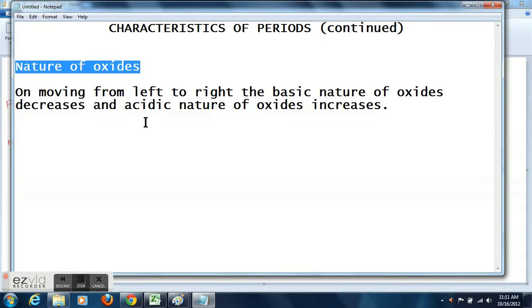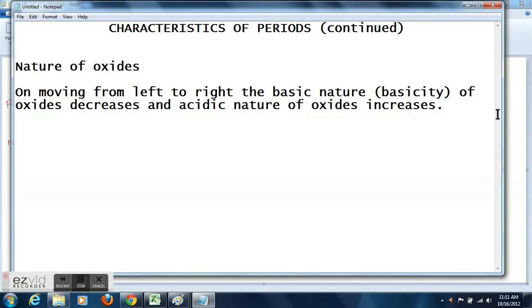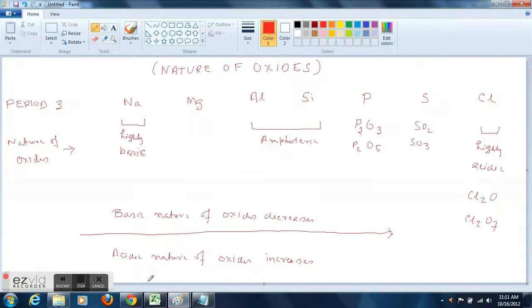Now, in a period, when we move from left to right, the basic nature of oxides, that means basicity, like alkalinity or the opposite of acidity, decreases. That means as we move from left to right, the oxides become lesser and lesser basic, and the acidic nature of oxides increases. Okay, and we will explain how it is.